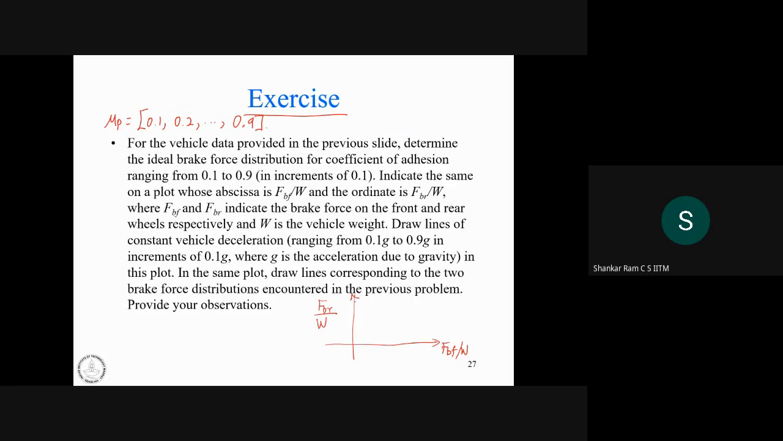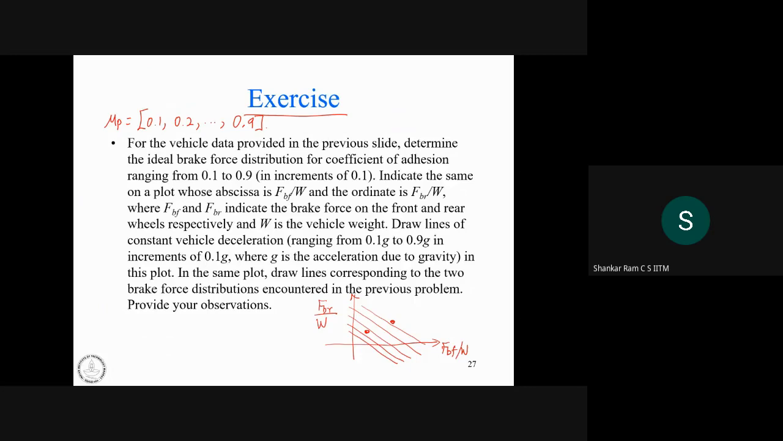If you do the problem very carefully, you will see that the lines of constant deceleration will look like this. You would have calculated two brake force distribution values. It may be somewhere here and it may be somewhere here. I don't know. You have to essentially plot this, and then state your observation. Do each step, then the learning becomes very clear to you.